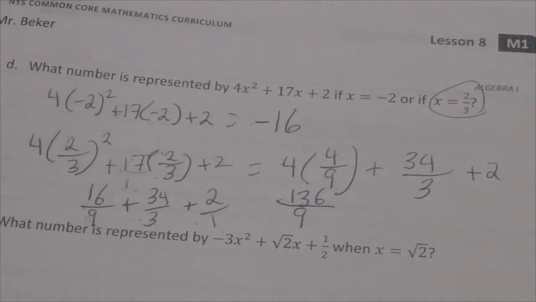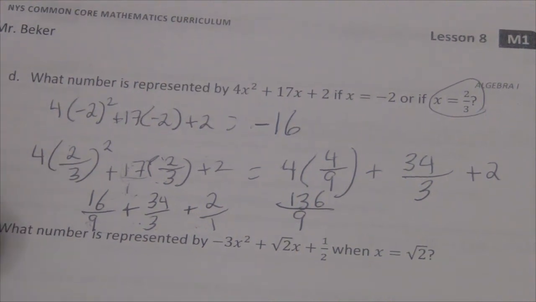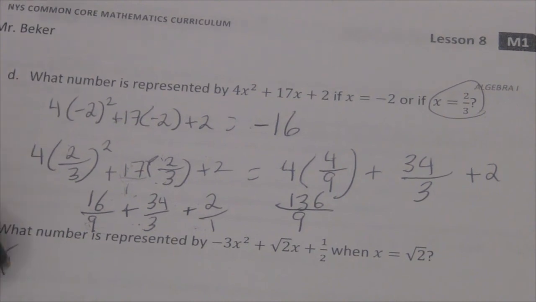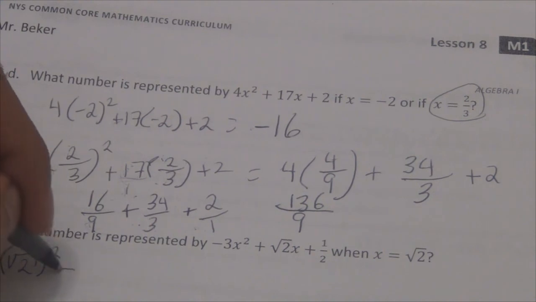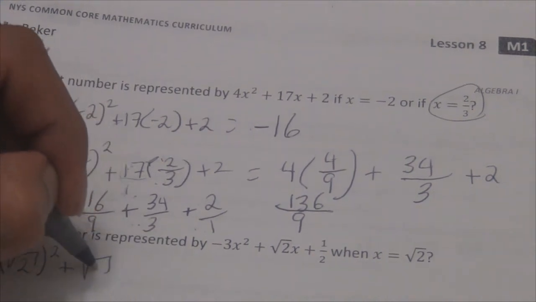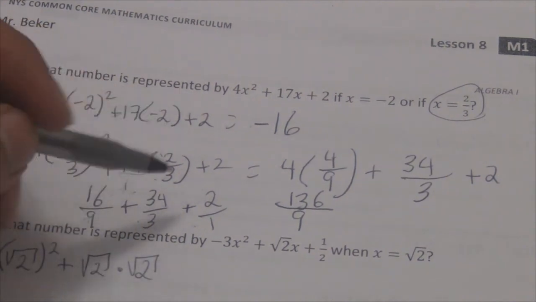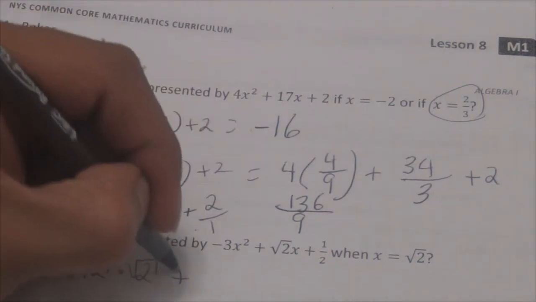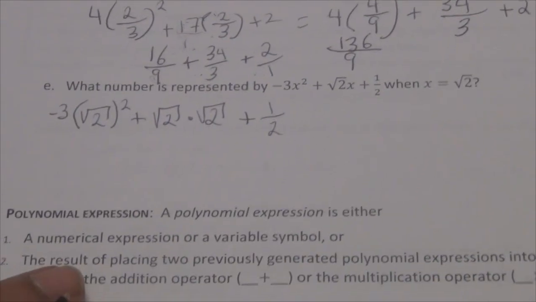So how do I do it? Well, let's see. Negative 3 times radical 2 squared plus radical 2 times x, which is radical 2, plus 1/2. All right. So let's see what this says.